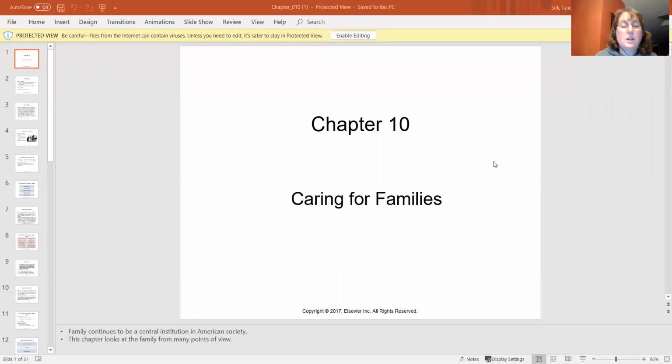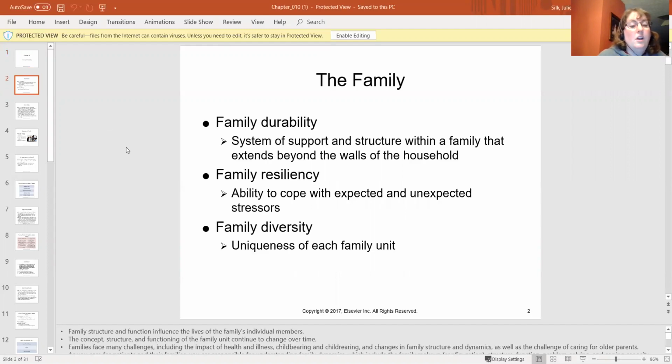Okay, so this is talking about caring for families. This is chapter 10. Family continues to be a central institution in American society. The family structure and function influences the lives of the family's individual members. The concept, structure, and functioning of the family unit continue to change over time.